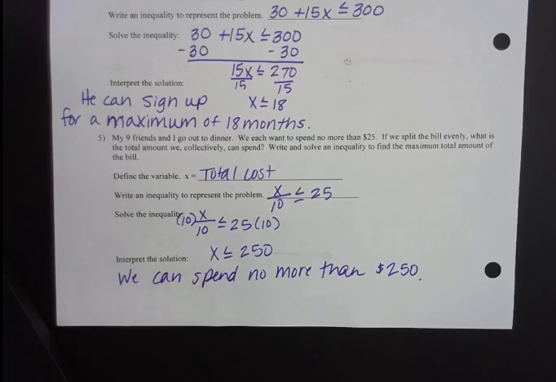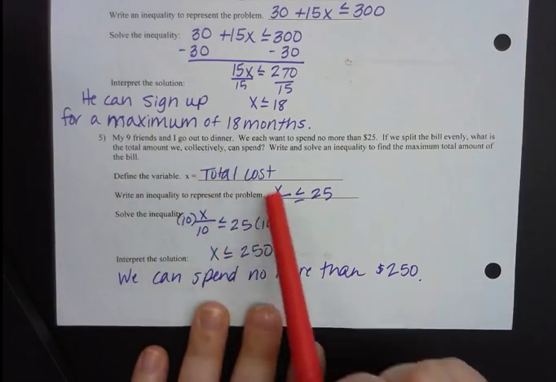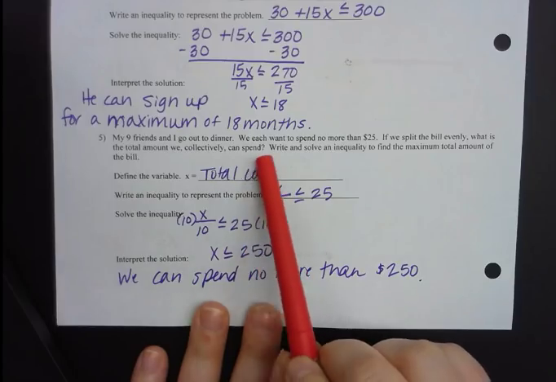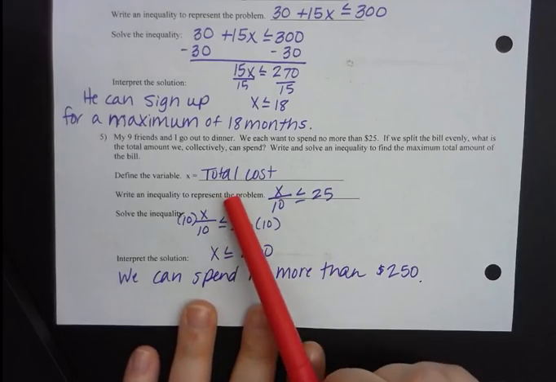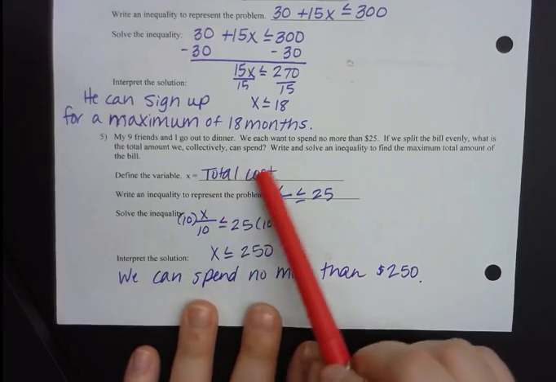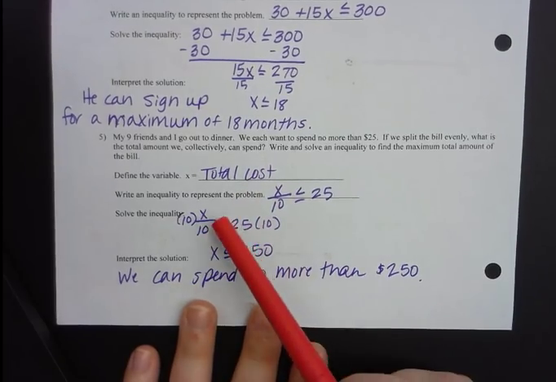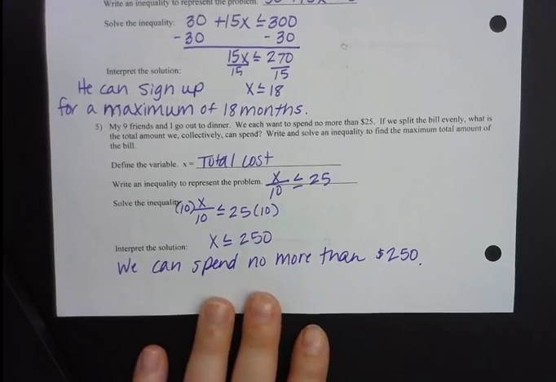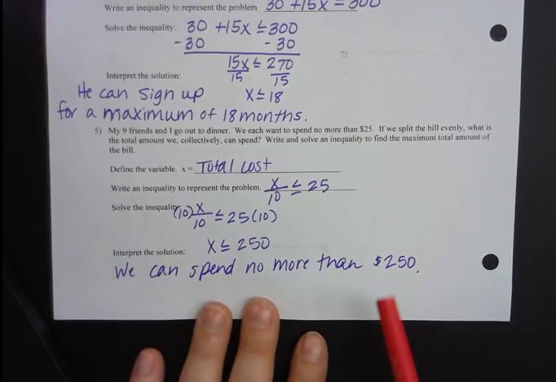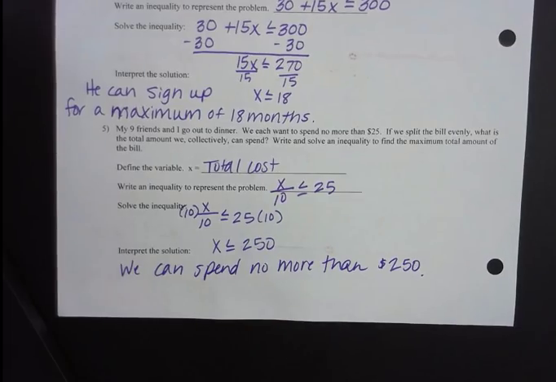So my friends and I go out to dinner, so that's going to be a total of 10 people. We want to each spend no more than $25. So if we split the total bill, my total cost is x. So I'm going to take x divided by 10, and that has to be less than or equal to 25. So we can spend no more than $250. If you missed this one, I wouldn't worry about that so much for your quiz tomorrow.